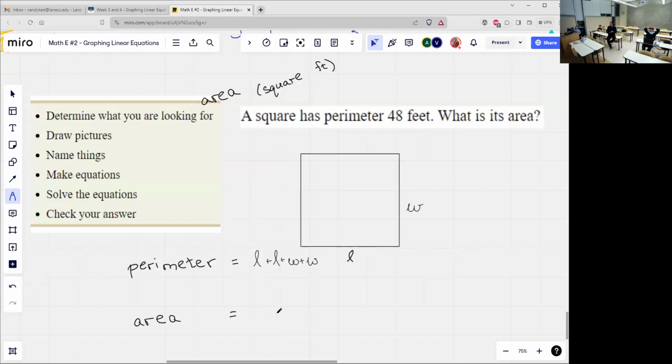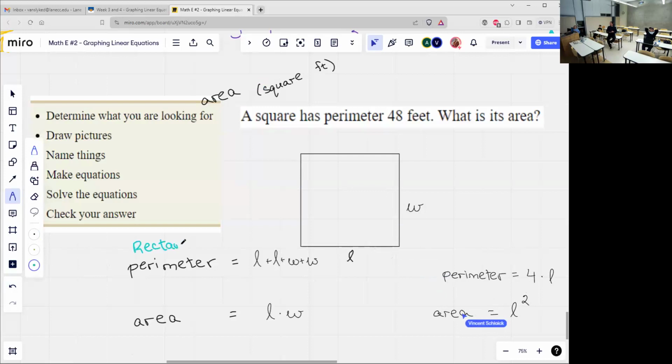Okay, and area is length times width. Now, that's for a rectangle. We have a square, so length and width are actually the same. So we can make this simpler for a square. The perimeter is just 4 times the length, and the area is length squared. So rectangle, square.